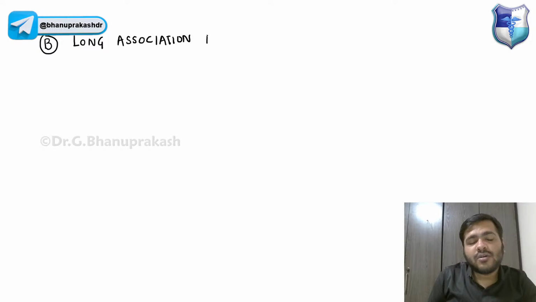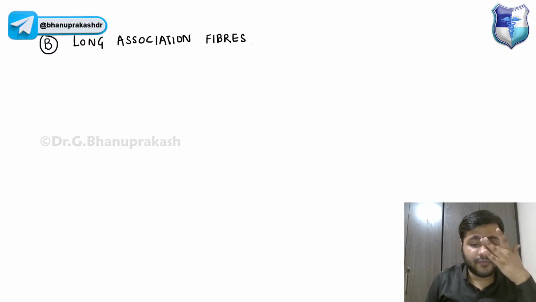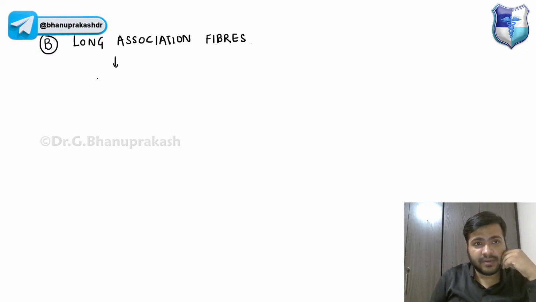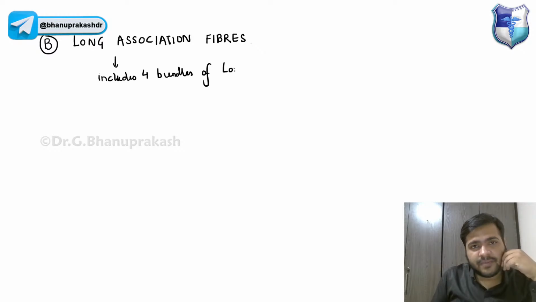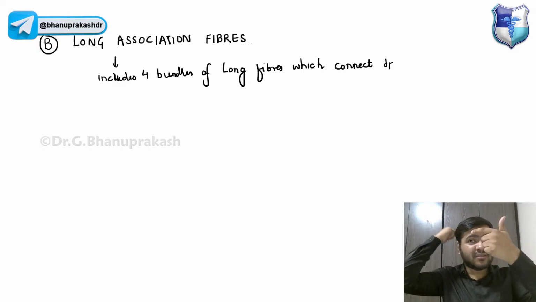So we have the long association fibers. They include four bundles of long fibers which connect different lobes. I've already told you, frontal to occipital.